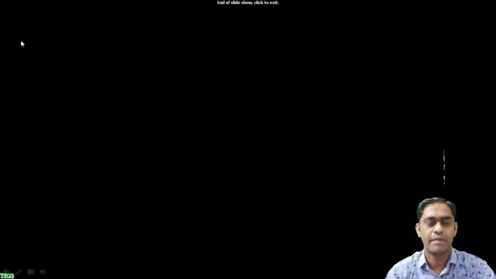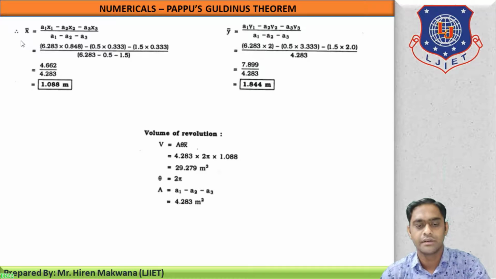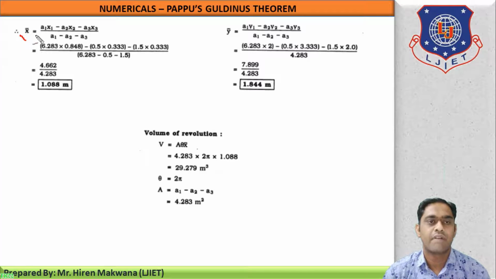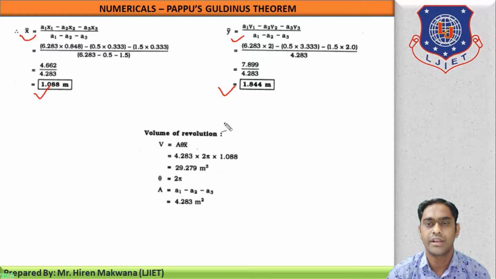X bar and y bar. What is x bar and y bar? Actually, x bar and y bar are given to you here. From part 1, part 2 and 3 will be subtracted. So by replacing the values, you will get x bar equal to 1.088 meter and y bar equal to 1.844 meter.